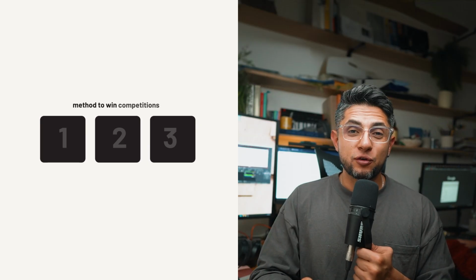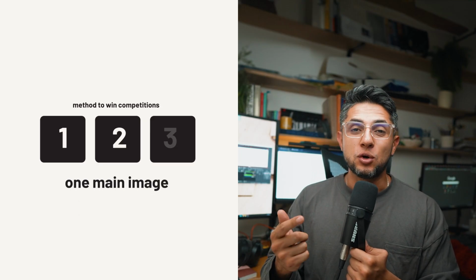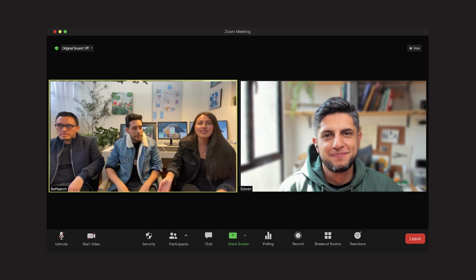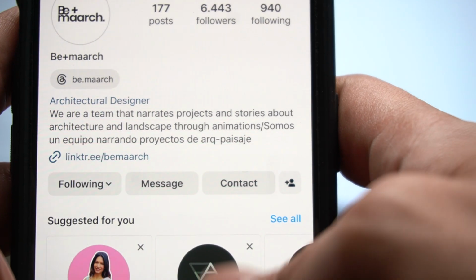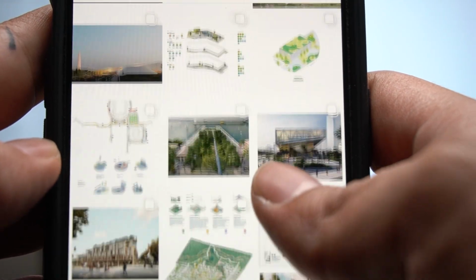The 3-step method for VMark is to create a visual identity, to create one key visual, and to always exceed themselves in detail. Now, I can't believe I got the chance to talk to the creators of this project and they walked me through how they created this. I also got the opportunity to check out some of their other projects, and let me tell you that they're so good, you should definitely go and check them out.